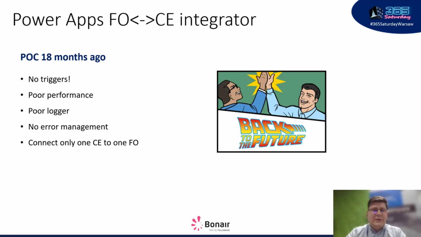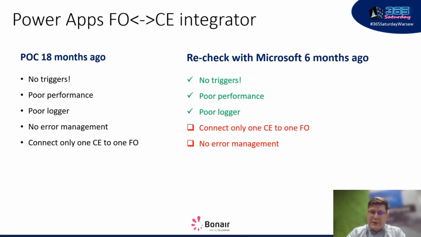Of course, about 6 months ago, we had a small talk with Microsoft, and they told us that they improved performance and improved the logger. There is a chance that there are triggers now, but still, this product can only connect one CE to one FO, and we have no error management there. We should build this on our own. So we can't use the standard product to connect FO and CE.